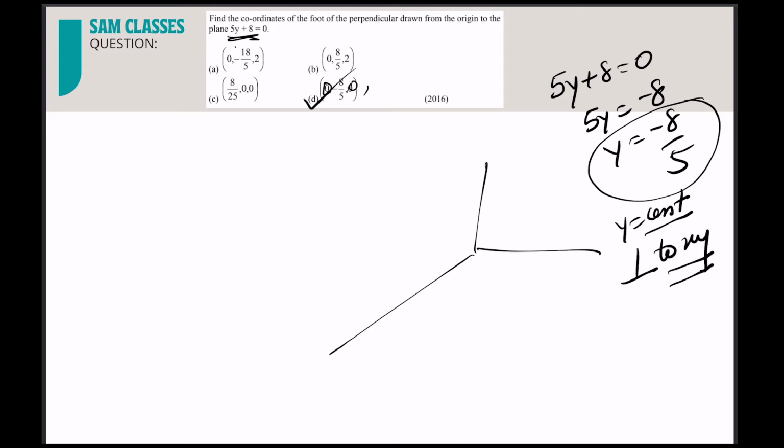So directly from the options you can see and put it. By the options also you can see the x coordinate and the z coordinate have to be 0. Only y will be there. So that way also you can do it. You don't have to solve the whole thing.